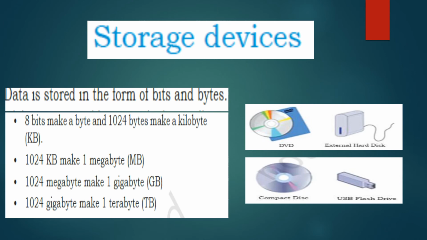What does that mean? Data is stored in the form of bits and bytes. Bit is the smallest storage unit. 8 bits combined together form a byte, which in turn represents a character. 8 bits make a byte and 1024 bytes make a kilobyte. 1024 kilobytes make 1 megabyte, that is MB. 1024 megabytes make 1 gigabyte, that is GB. 1024 gigabytes make 1 terabyte, that is TB.